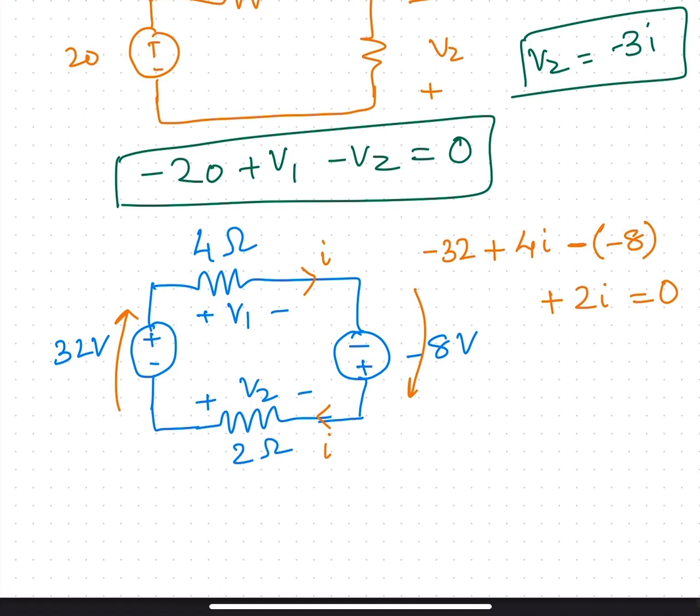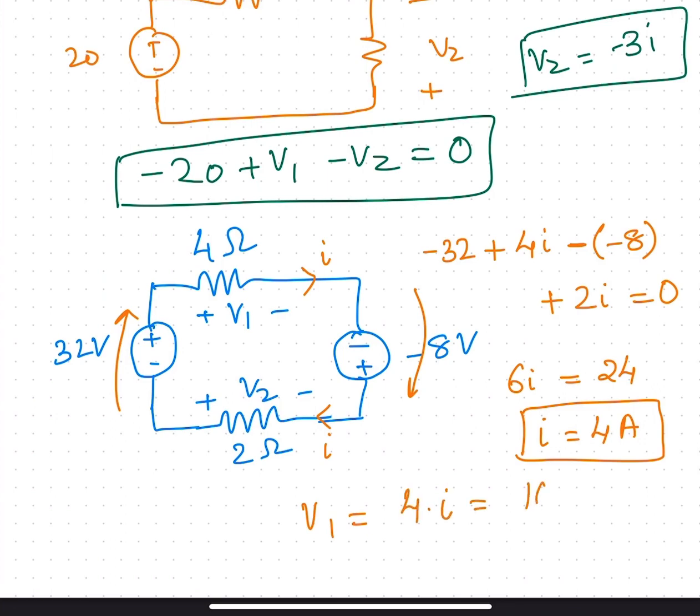Okay, so what is the current here? It is 6i, and 32 minus 8 is equal to 24, right? So I is equal to 4 amperes, isn't it? So what is V1 going to be? It is going to be 4 into I, it is going to be 16 volts. And what is V2 going to be? It is going to be 2 into I.